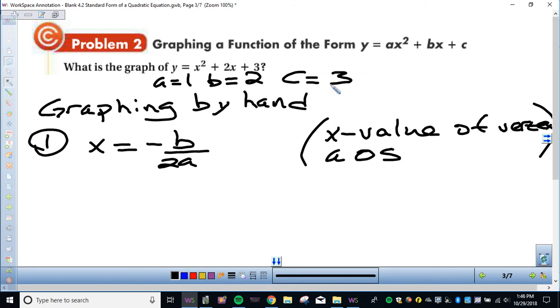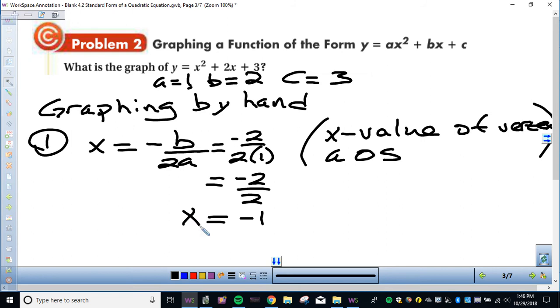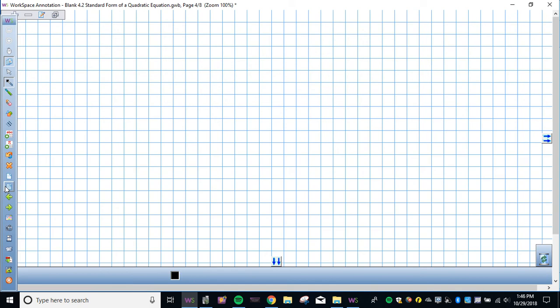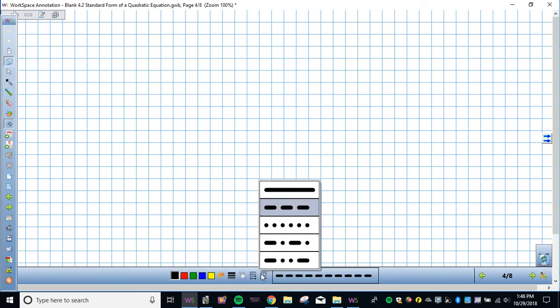Okay, so we're going to plug in -b over 2a. So b is 2, so I have -2 over 2. A is 1, right? So we're plugging in that 1. So we get -2 over +2 or -1, right? That's what x equals. So we're just going to talk about graphing that next, because that messes people up.